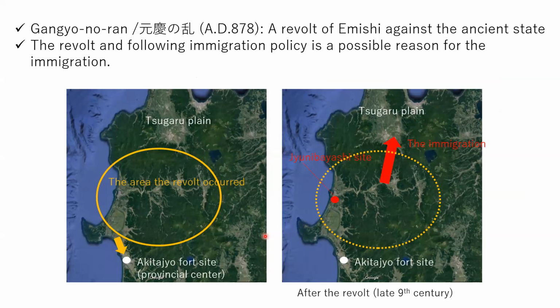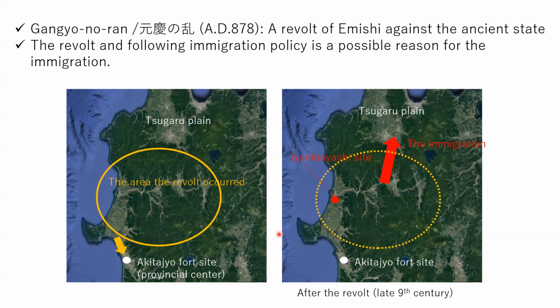Finally, let me further discuss the cause of immigration in a historical context. In 878, a large revolt against the ancient state occurred in the south area of Tsugaru, and people attacked the provincial center in this region. The Juniper site was located in the area where the revolt occurred. From this, the revolt and the immigration seem to have a connection.